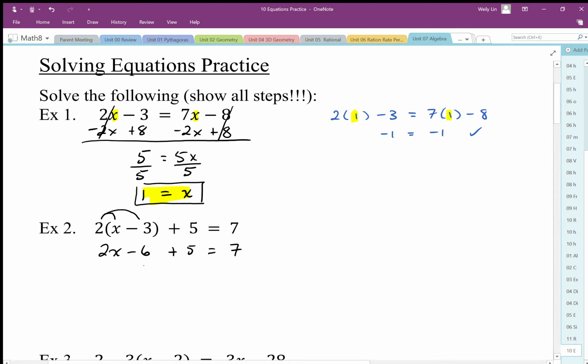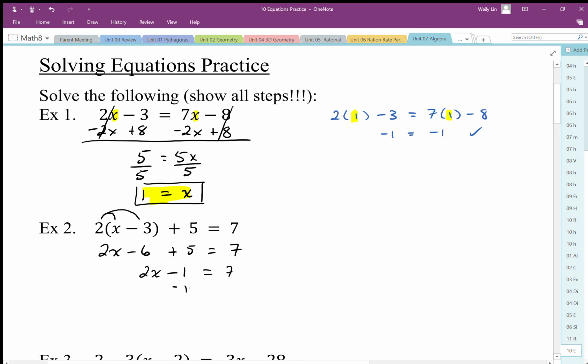I'm going to combine my like terms. So negative 6 plus 5 equals 1. Again, I can see my calculations vertically. Negative 6 plus 5 equals 1. And then again, I have to make sure I keep the equals, and I have to make sure that I show the whole equation in each step.